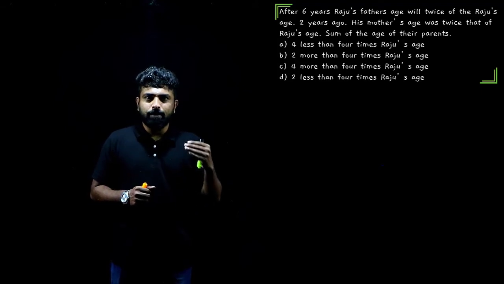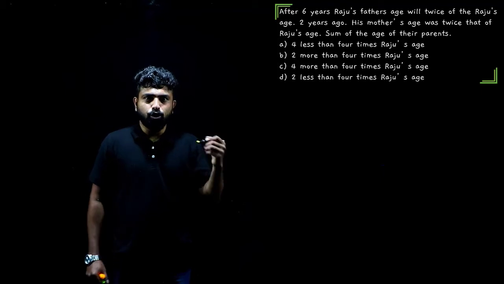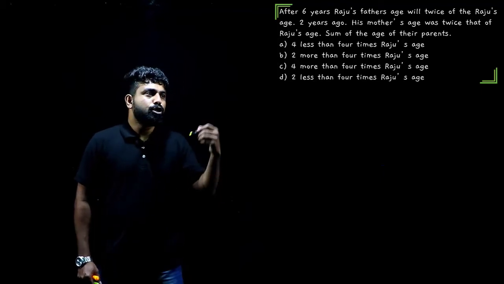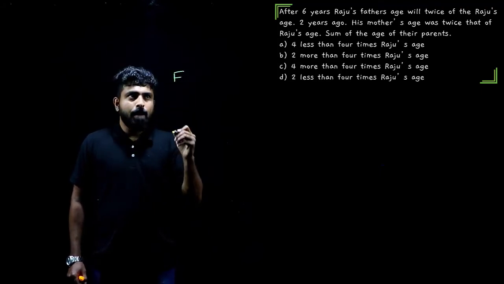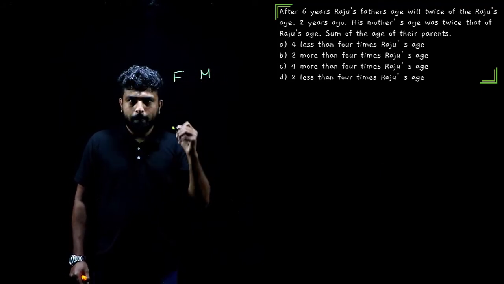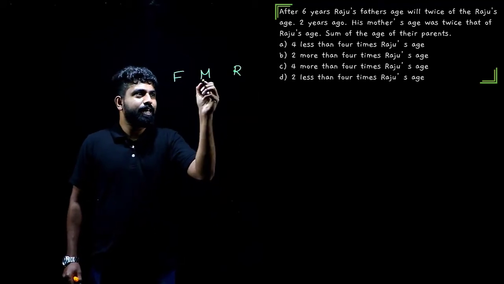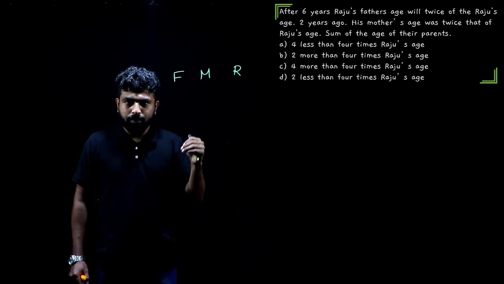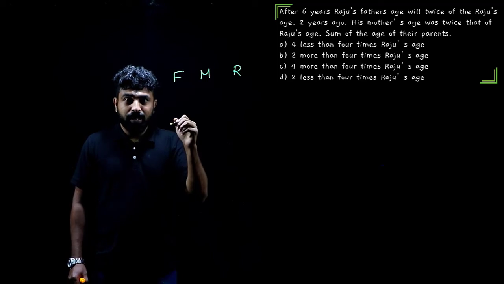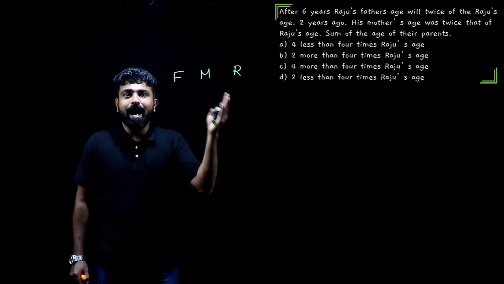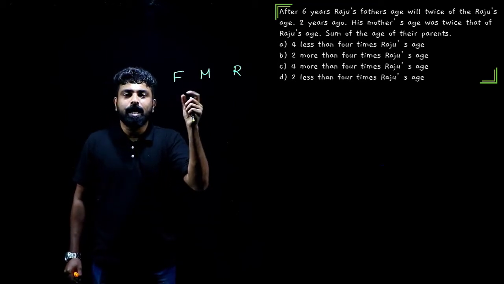Whenever you are dealing with problems based on ages, 90% of the time we assume their present ages. So now let us assume father's present age to be F, mother's present age to be M, and Raju's present age to be R. Why did we do this? There are 3 different individuals given in our question, and whenever we are dealing with ages, we'll always assume their present ages. If we need their future ages, we add that amount of time. If we need their past ages, we subtract that amount of time.